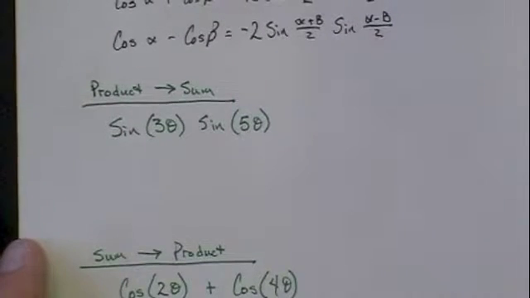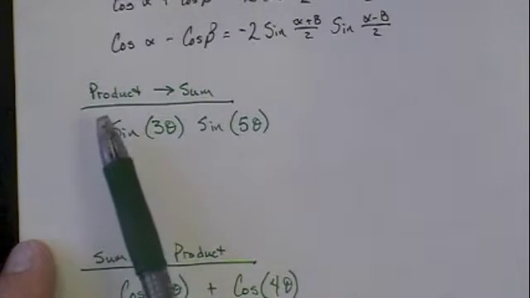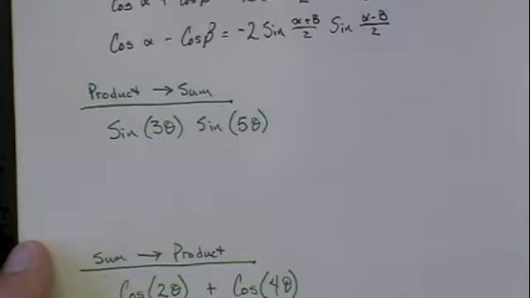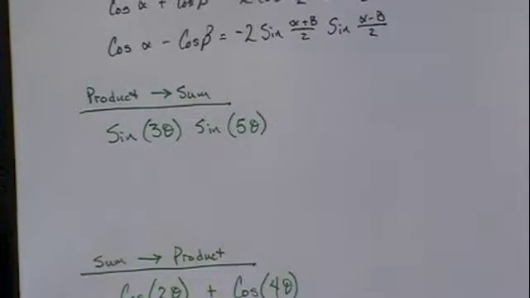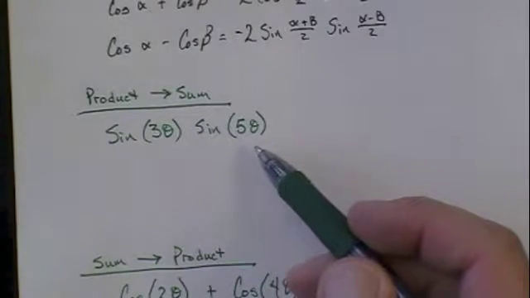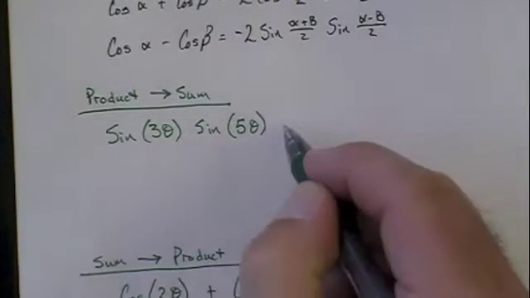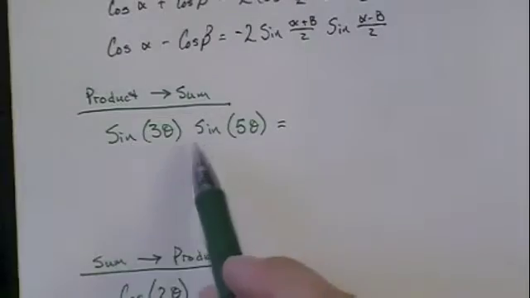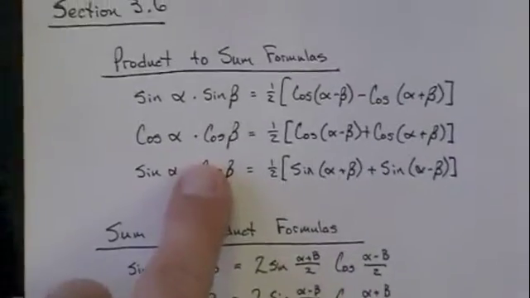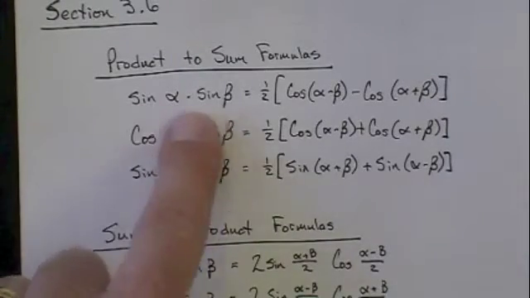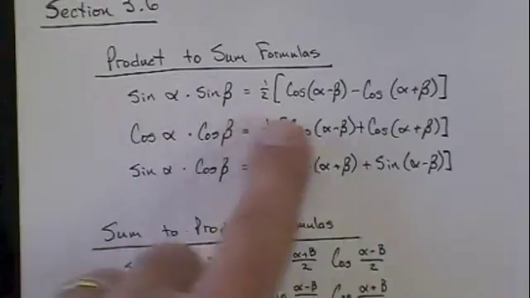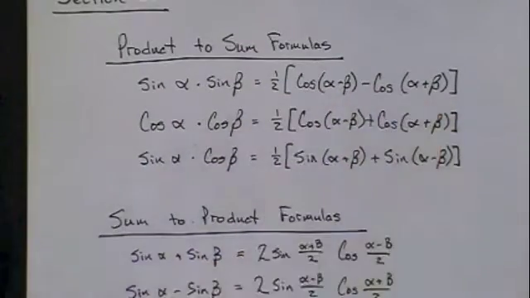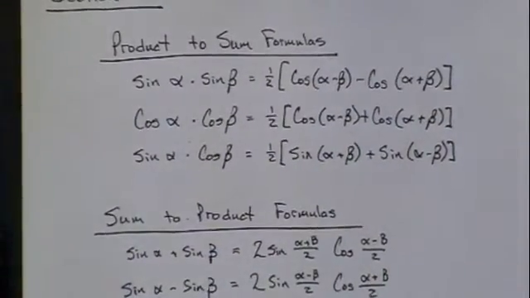So for example, if I want to rewrite this as a sum instead of as a product, we have sine of 3 times theta times the sine of 5 times theta. We already have this as a product, and we want to write it as a sum. So if we go back up to these formulas, here we have two angles. We're taking the sine of this angle times the sine of this angle. So I'm going to use this formula to rewrite this as a sum.